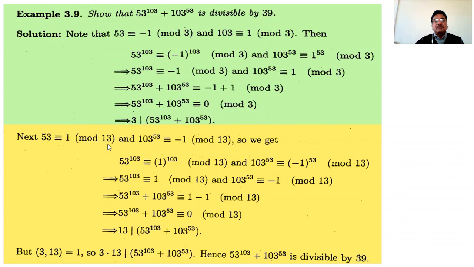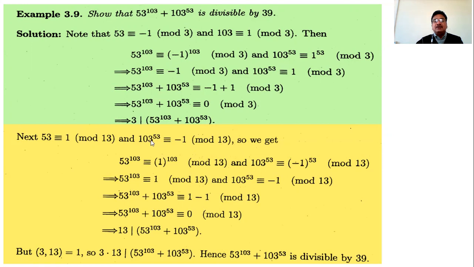Okay, and then 53 is congruent to 1 modulo 13, because 13 into 3 is 39. So we take 13 at this place, because 3 into 13 is 39. So 53 is congruent to 1 modulo 13, because 13 divides 53 minus 1, that is 52. And then 103 raised to 53 is congruent to minus 1 modulo 13.